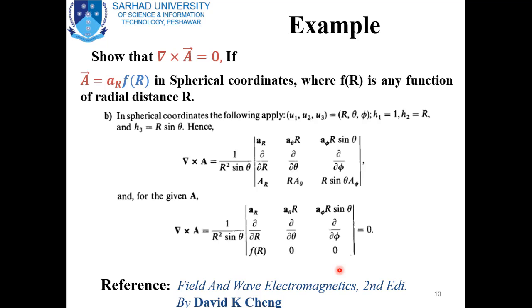From these two examples we can conclude that a curl free vector field is called an irrotational or a conservative field, and we will see in the next chapter that the electrostatic field is an irrotational or a conservative field.